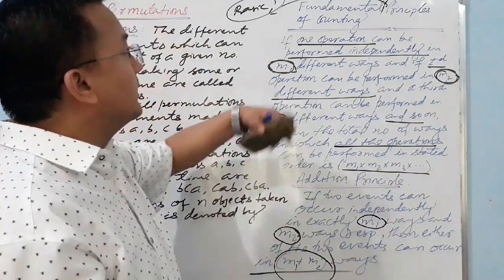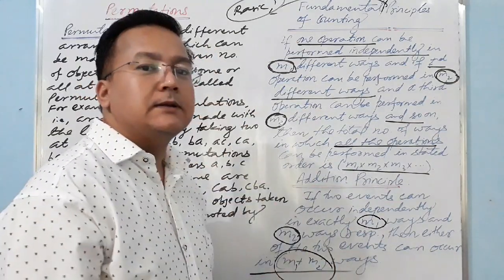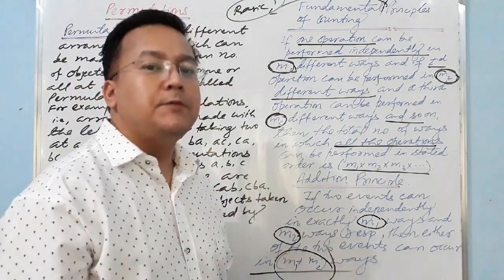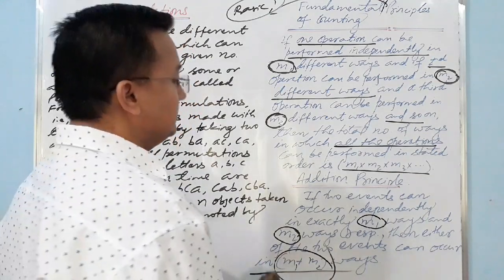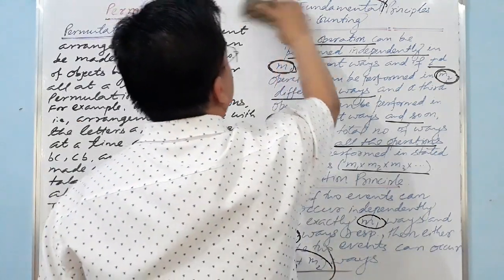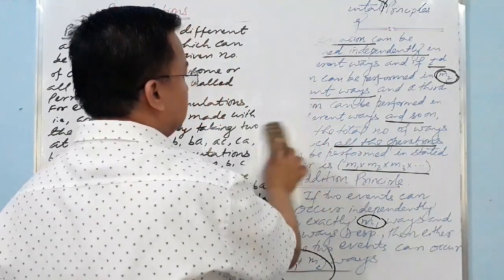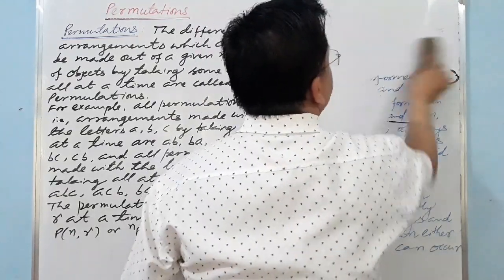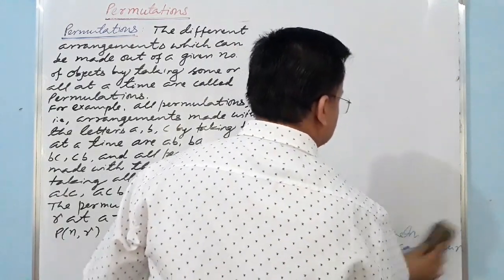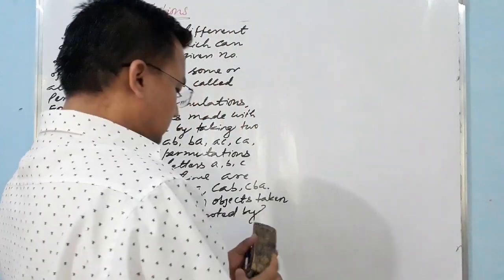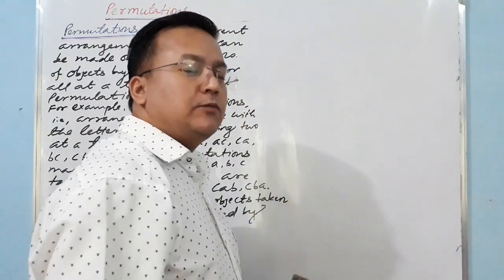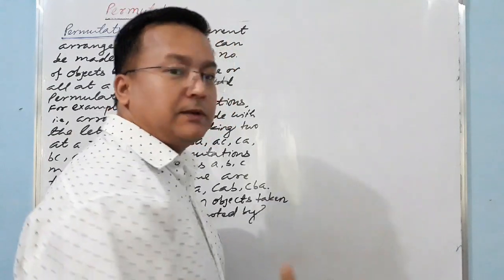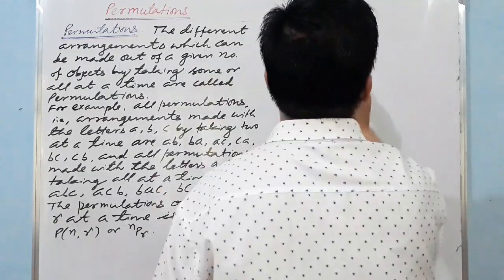Now I'll use the fundamental principle of counting to find the number of arrangements, the number of ways, the number of choices. Now I think the statement is clear. Now you understood what the fundamental principle of counting is. Now I'll explain it with a very good example.